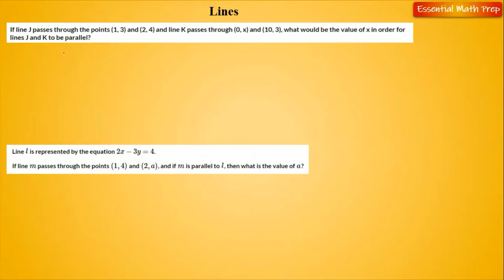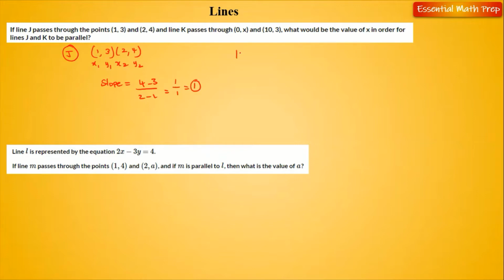So for line J, the ordered pairs are (1, 3) and (2, 4). That translates as x1, y1, x2, y2. So the slope will be 4 minus 3 over 2 minus 1. That's essentially 1 over 1, which is 1.